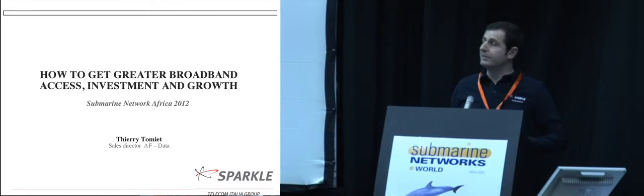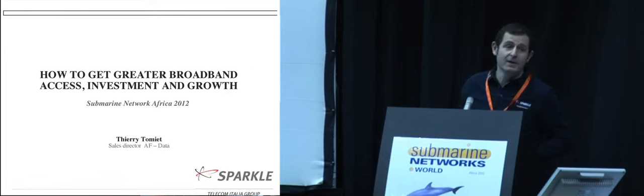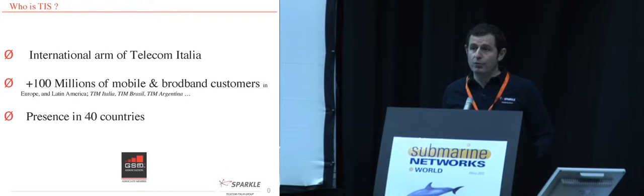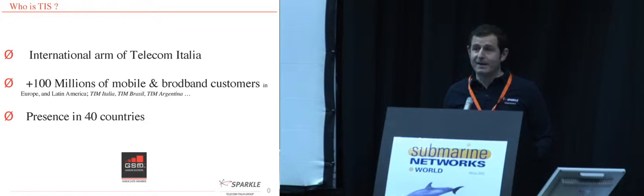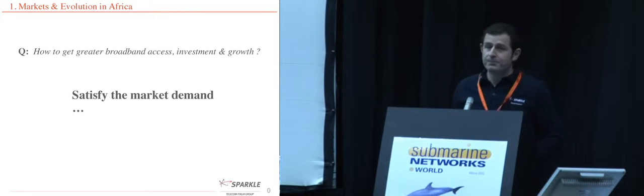But before this, I will briefly tell you who Telecom Italia Sparkle is. Telecom Italia Sparkle is the international arm of Telecom Italia, which has over 100 million mobile and broadband customers in the world. Telecom Italia Sparkle itself has a presence in more than 40 countries, and we operate on the wholesale, retail, and corporate level for both voice and data. So having said that, let's move into the presentation.